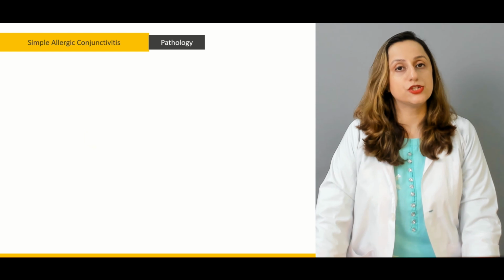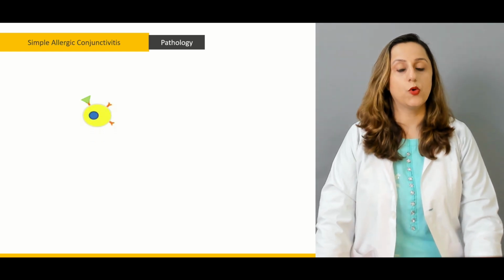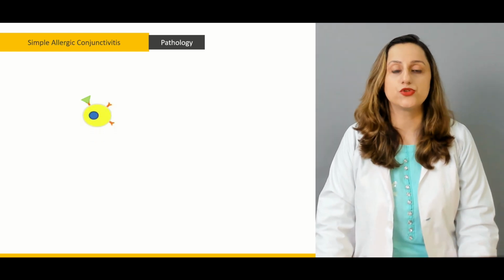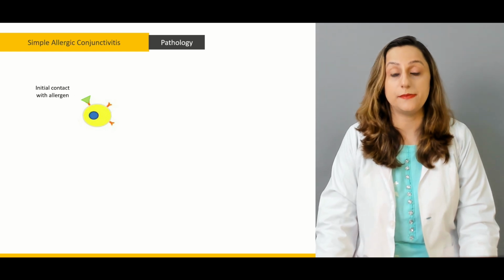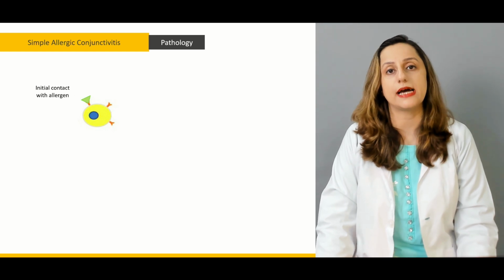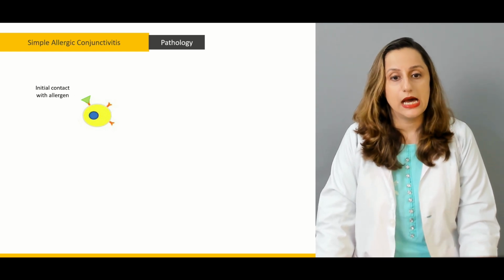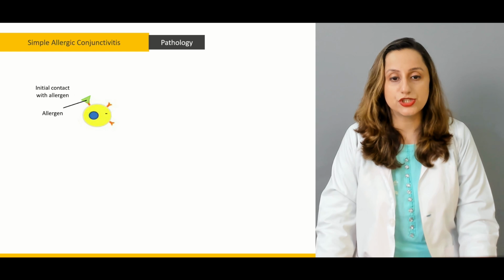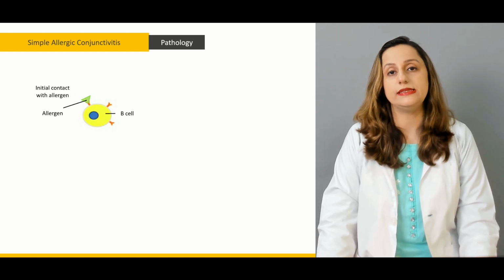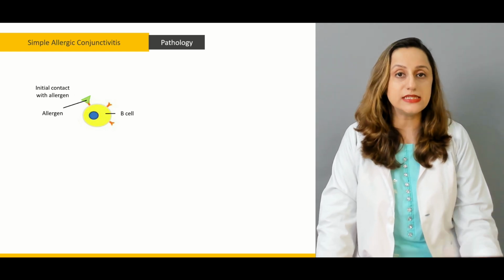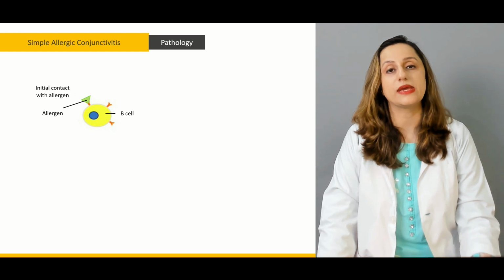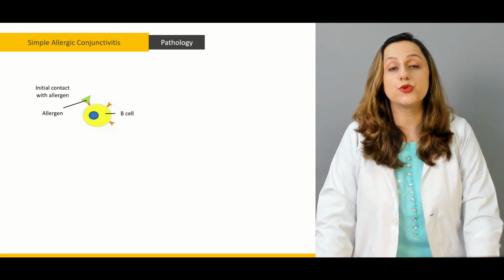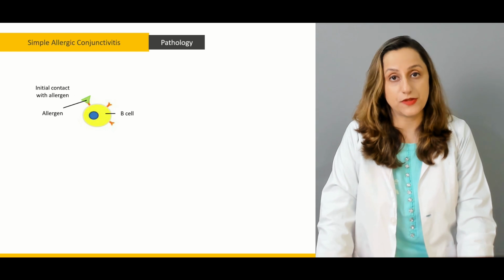Regarding simple allergic conjunctivitis, when we go through the pathological basis, there is an initial contact with the allergen. The allergen comes in contact with the B cells. We have the T cells, the B cells, and the natural killer cells.